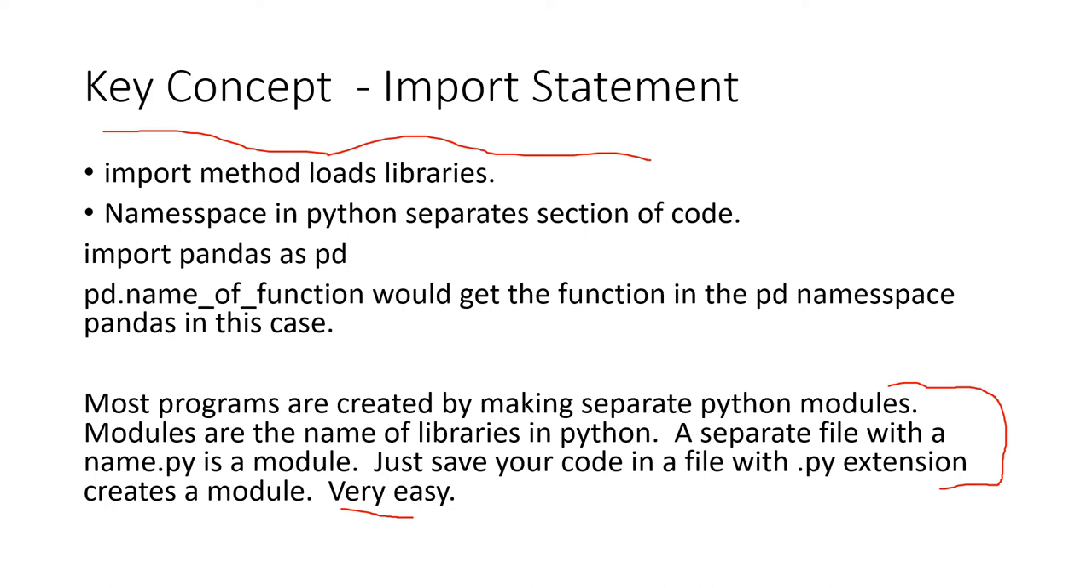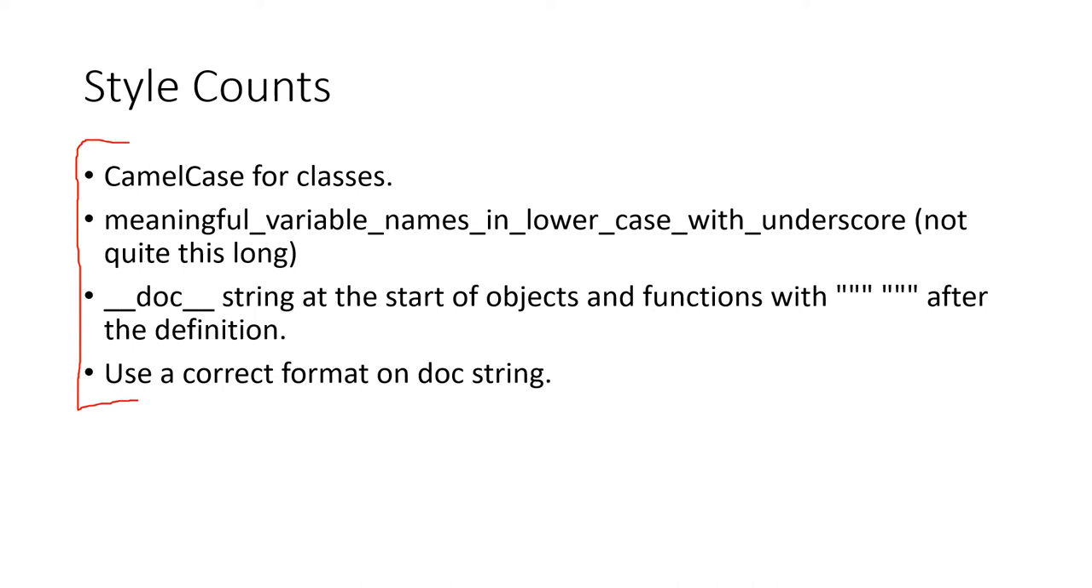Style counts in Python, and there are tons of things you can read on style in Python. But for the test: camel case for classes, meaningful variable names in lowercase with underscores. I even wrote it like you would write a variable in Python. Now, please never write a variable that long, okay? Meaningful variable names with underscores would be about as long as you want to write. But no, i, j, k, x, w, z is not a good variable name if you're really writing Python code.